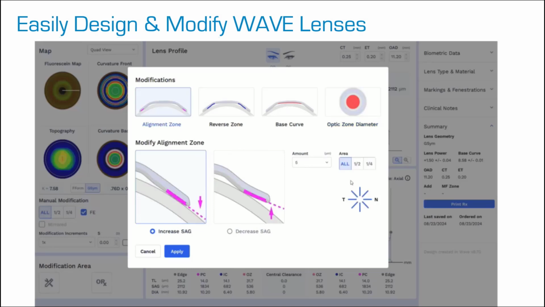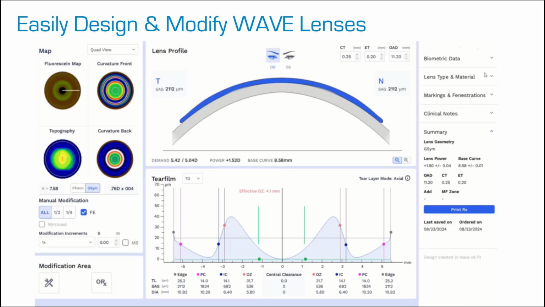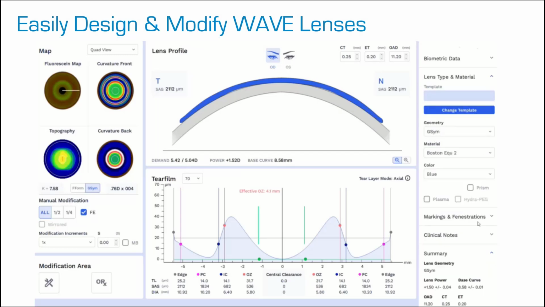We also have the option here to make changes in one meridian. So you can choose which meridian you want to make the change in, or you can even do a semi-meridian. So lots of options there with customization. And then once you've selected your changes, you can hit apply. And then if you need to make any changes to say the material, the color, or if you want to add any coatings at this point, again, you have the option to do that there.